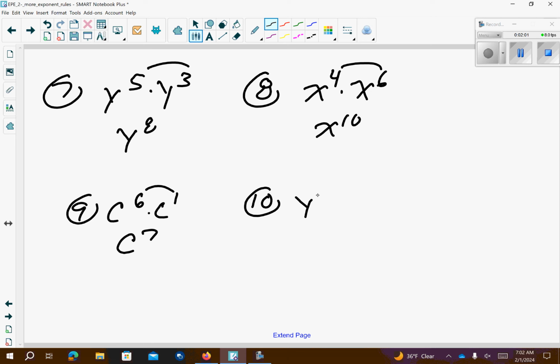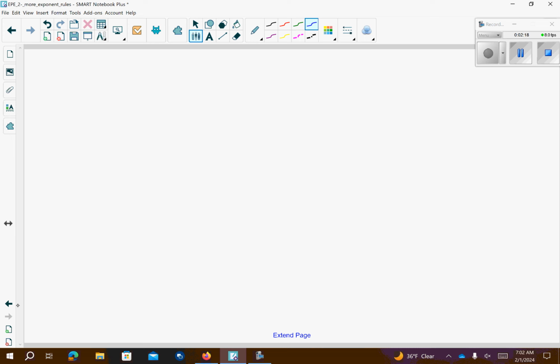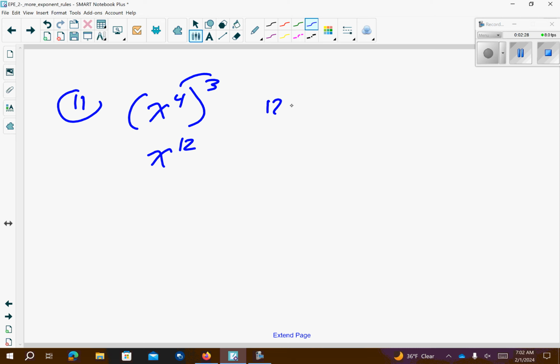Number 10, I get y to the negative 2 times y to the 7th times y to the 3rd. Well, add those up. That gives you 10, and then 10 minus 2 is 8, so I get y to the 8th. Number 11, we have x raised to the 4th raised to the 3rd, so multiply those exponents, so you get x to the 12th. Number 12, you get x to the 4th raised to the 6th. Multiply the exponents because that's power to power, so that's x to the 24th.